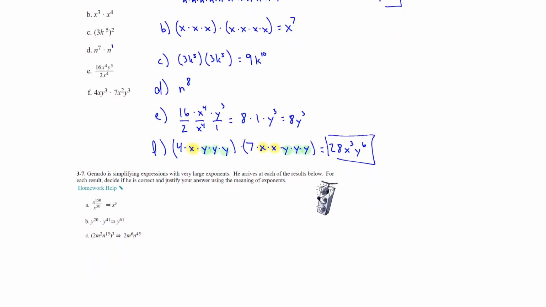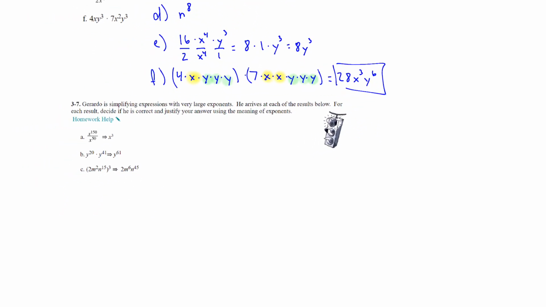Alright, so that's 3-6. Moving to 3-7. Gerardo is simplifying expressions with very large exponents. He arrives at each of the results below. For each result, decide if he is correct and justify your answer using the meaning of exponents. So on the first one, he has x to the 150th power divided by x to the 50th, and he says that is x to the 3rd power. Is he correct?